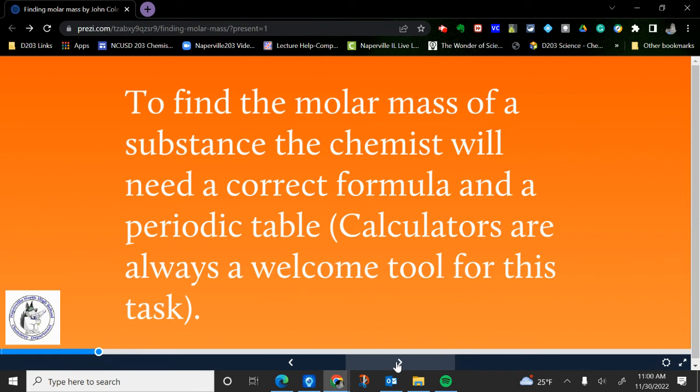To find the molar mass of a substance, a chemist will need the correct formula. Remember our rules. Number one rule is to write the correct formula. If you don't have the correct formula, none of this other stuff is going to matter at all. You're not going to get it right. It'd be helpful to have a periodic table, and you actually need the periodic table unless you've got it memorized. And it would be helpful to have a calculator, because some of these get really big compounds, and you're going to have to take a lot of them and calculate them all up. Okay.